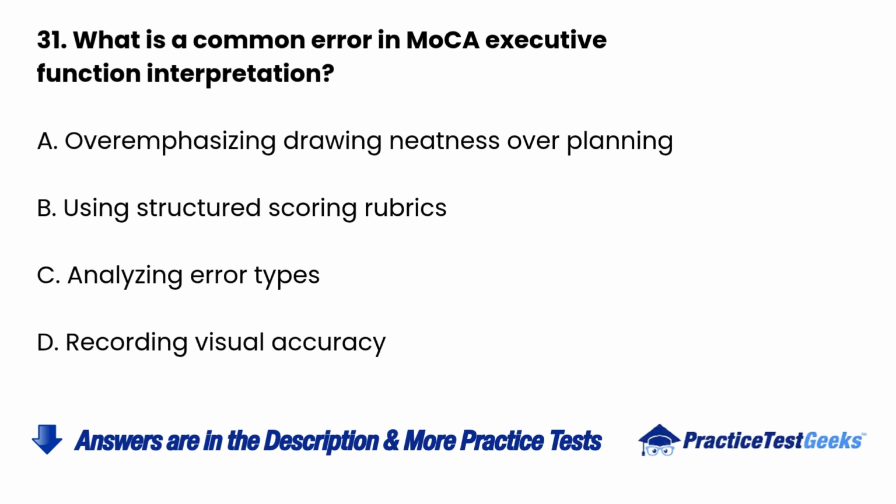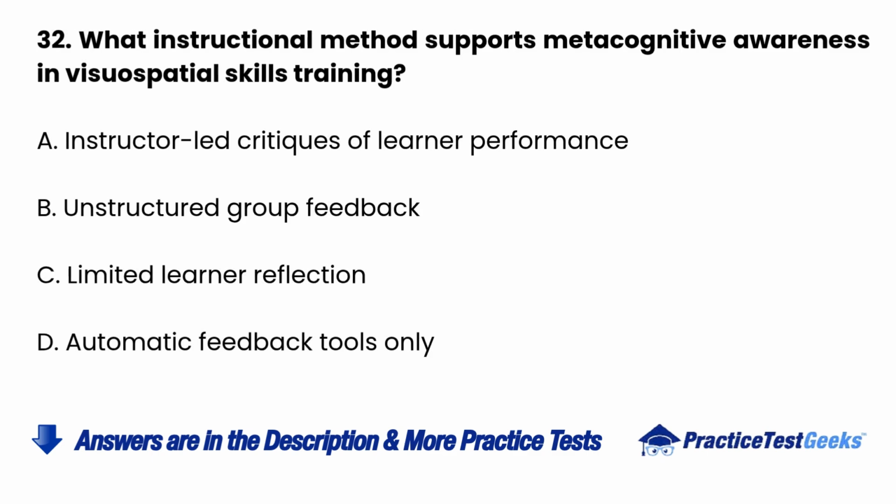31. What is a common error in MoCA executive function interpretation? A. Overemphasizing drawing neatness over planning. B. Using structured scoring rubrics. C. Analyzing error types. D. Recording visual accuracy.